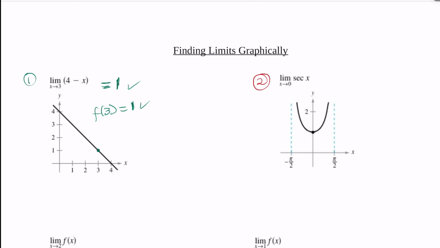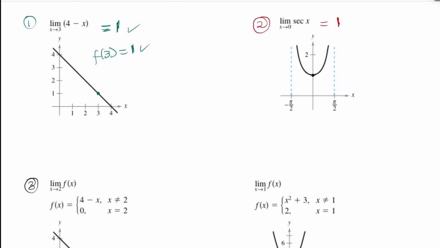Question 2, we want to find the limit of sec x as x approaches 0. So clearly, you can see that this is 0, the right side of 0, and this is the left side of 0. So as I approach 0 from the right, the value I get here is 1. And as I approach 0 from the left, the value I also get is 1. So that tells me that the limit of sec x as x approaches 0 is equal to 1. Let's look at example number 3.